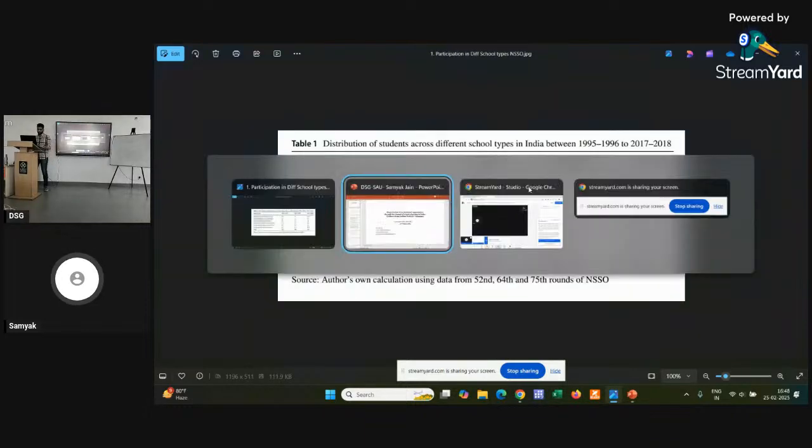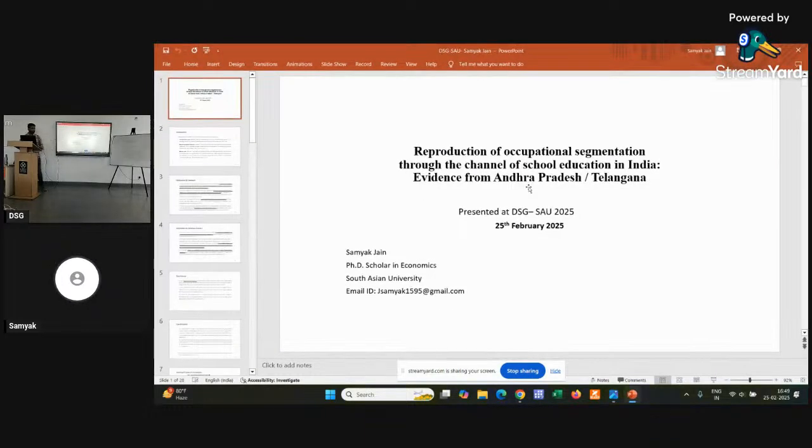Mainly, what I want to show through my presentation is what is going on in India in terms of school education, and taking a particular case of Andhra Pradesh, Telangana, based on availability of data. I want to make a case study of how children attending particular kinds of schools are able to access differentiated channels towards different occupational outcomes.